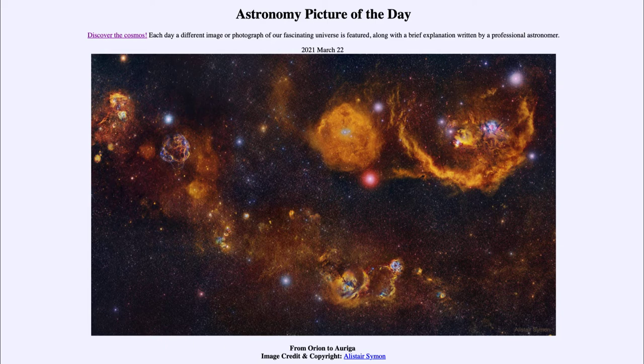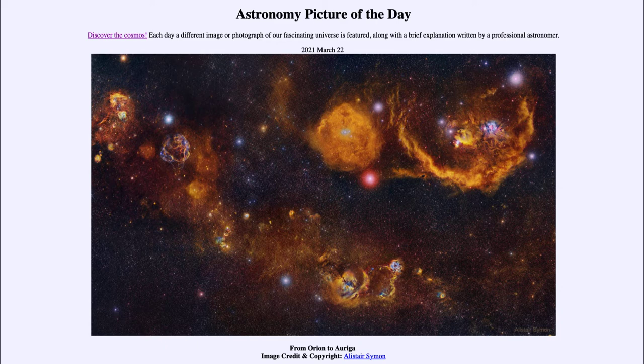One of the things that I like to do in each of my introductory astronomy classes is to begin the class with the astronomy picture of the day from the NASA website, that is apod.nasa.gov/apod. And today's picture for March the 22nd of 2021, well, it is titled From Orion to Auriga. So what do we see here?